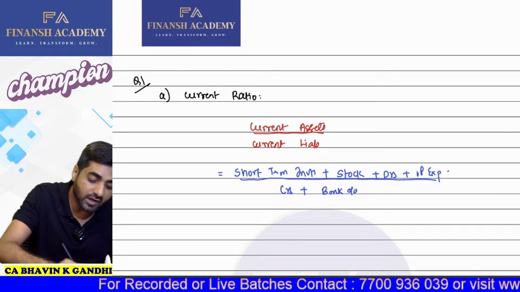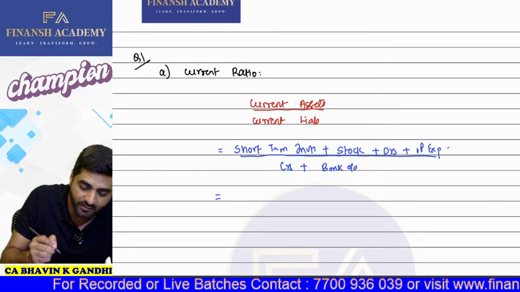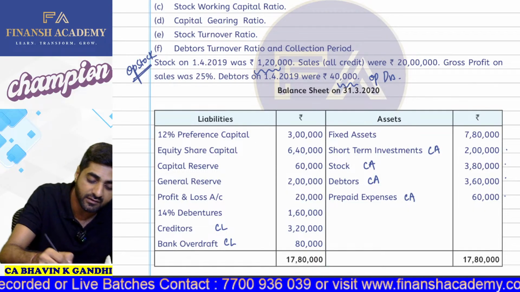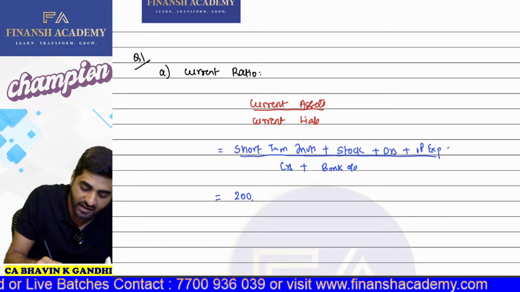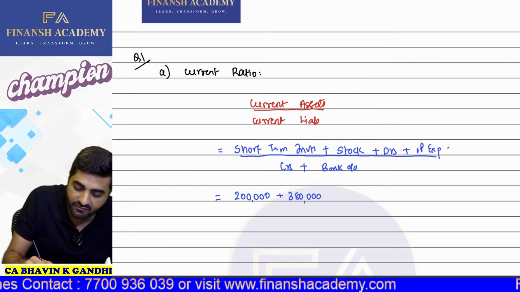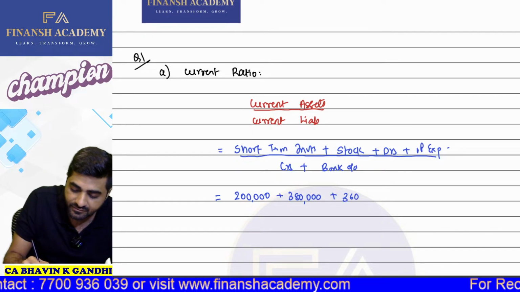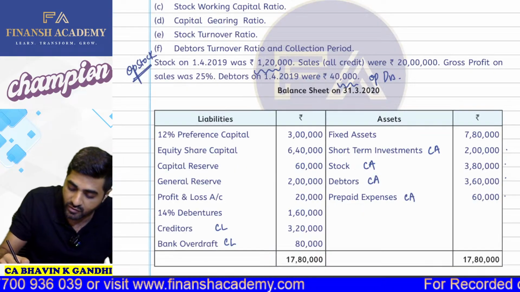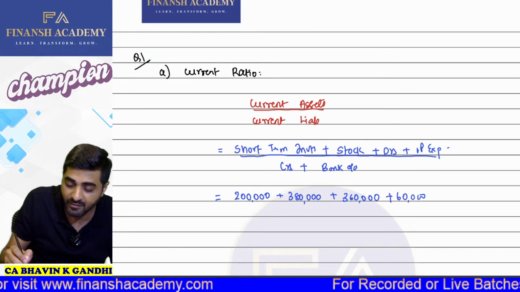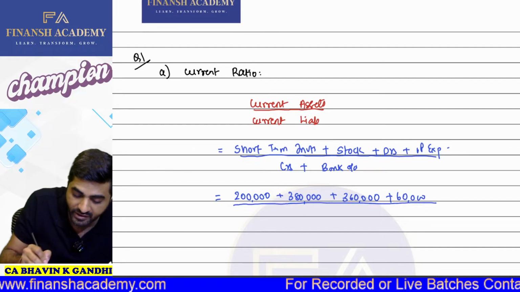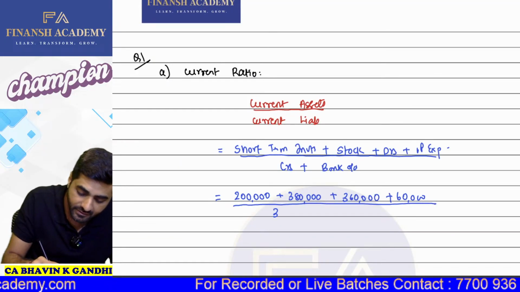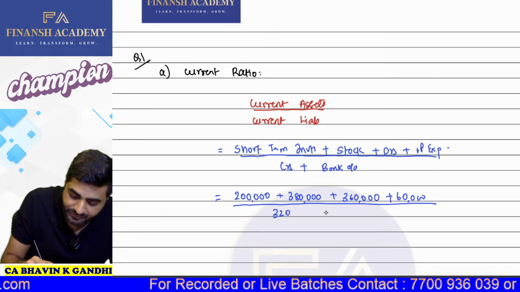Okay. Now, do we have the amounts also available? Come on, yes or no? Yes, sir. What is the amount of short-term investments? 2 lakh. To this we will add 3 lakh 80. Then we will add 3 lakh 60. Right. To this we will add 60,000. And then, my dear students, we need to divide this with your creditors. So what's your creditors? 3 lakh 20. And this one is 80,000.